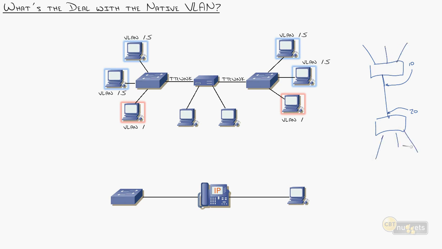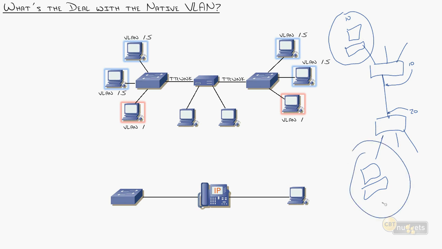The switches will start yelling at you. They'll send you messages on the console port like mad, being like, native VLAN mismatch, don't do this, something is very wrong. But what ends up happening is devices that are on VLAN 10, maybe they're the accounting devices, and devices that are on VLAN 20, maybe they're the sales devices, end up merging together into this big blob VLAN.